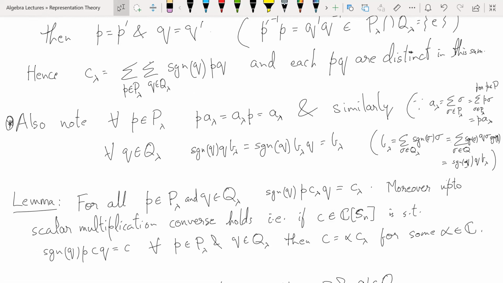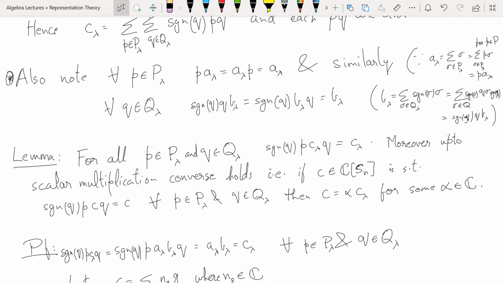So what we want to show is that if g in S_n is such that it can't be written as p times q, then n_g is 0. And for the remaining, we want to show that it is a multiple of one of the guys.